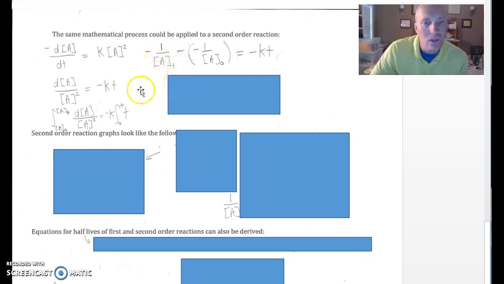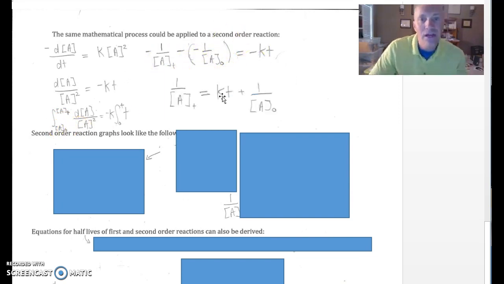All right, so when you evaluate it from these limits, the first one you're going to get is when your concentration is this. You're going to subtract that from what you get when you use this for your concentration, which gives you this expression right here, and that expression can be rearranged to give you this right here. And this is generally what we use as the integrated rate law for a second order reaction.